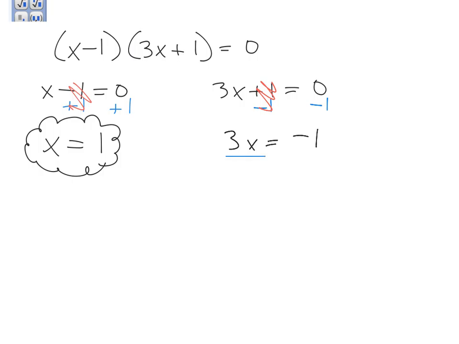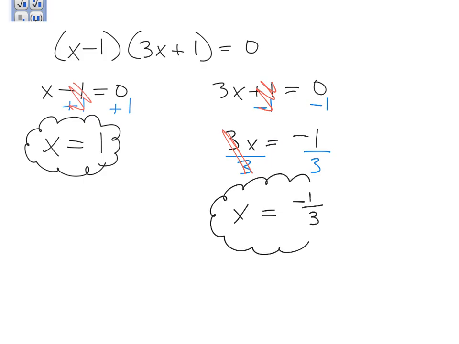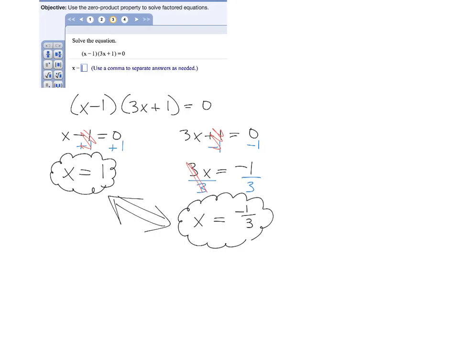And now we're going to divide both sides by 3. So the 3's cancel, and you end up with x is equal to negative 1/3. And there are our two options. So either x is equal to 1 or x is equal to negative 1/3. So this is a perfect example of where Desmos would not work, because Desmos would not give you the answer as a fraction.